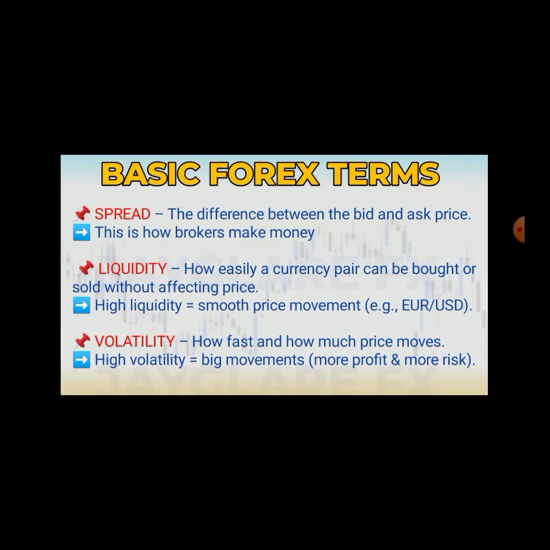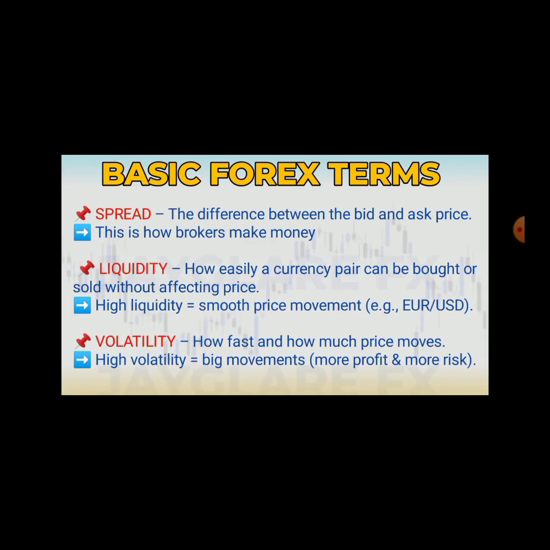Okay, next there's spread. I think we have spoken about spread. Spread is the difference between the bid and ask price. That is the buy and sell price. Liquidity, it speaks about how easily a currency pair can be bought or sold without affecting price. So high liquidity is equal to smooth price movement. So that's what liquidity is about.